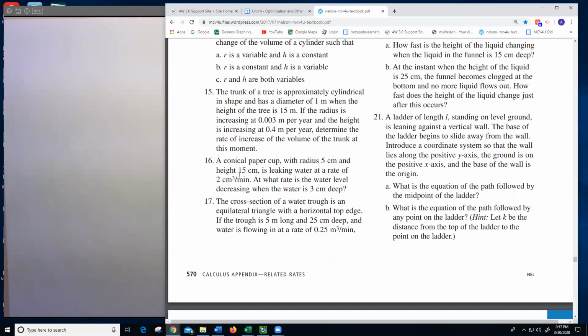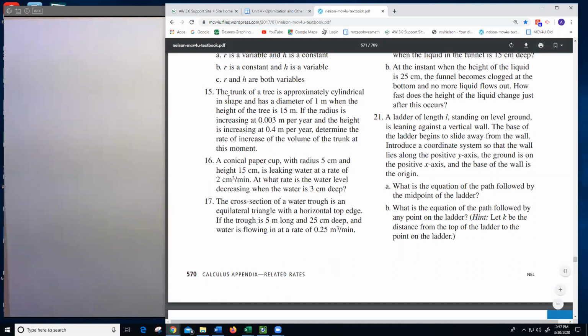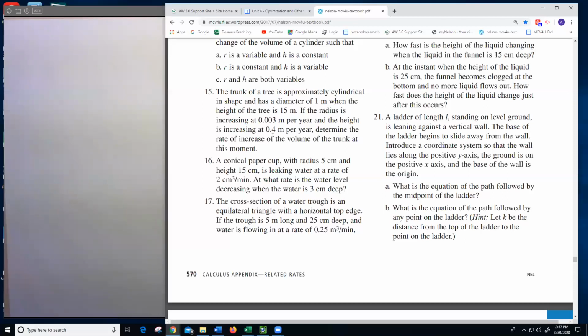Okay, so let's take a look at number 15 here. The trunk of a tree is approximately cylindrical in shape and has a diameter of 1 meter when the height of the tree is 15 meters. If the radius is increasing at 0.003 meters per year and the height is increasing at 0.4 meters per year, determine the rate of increase of the volume of the trunk in this moment.